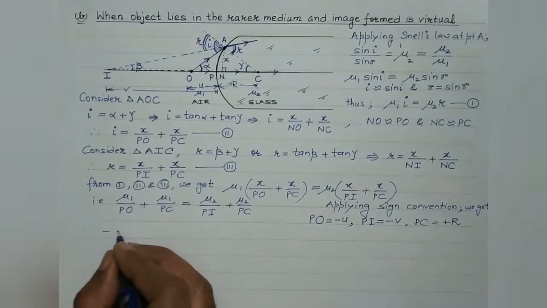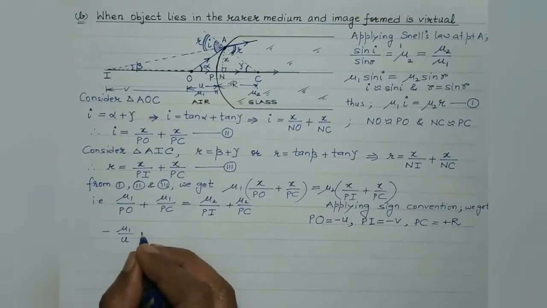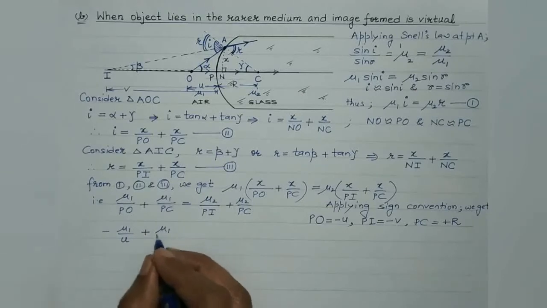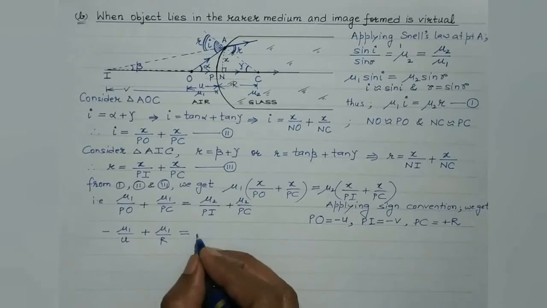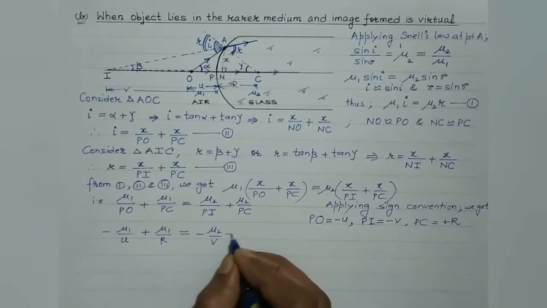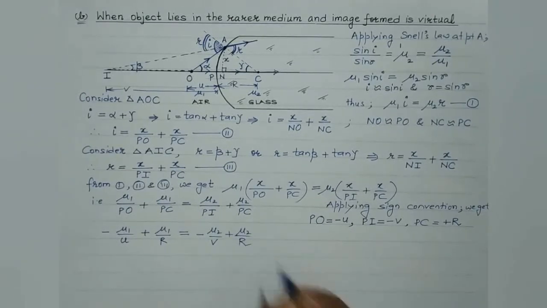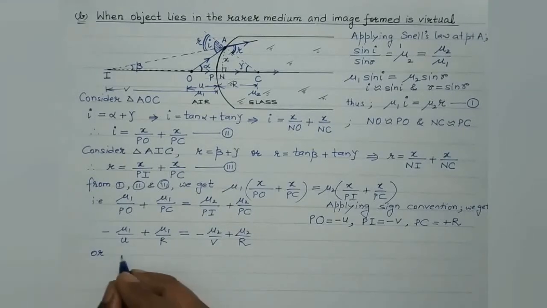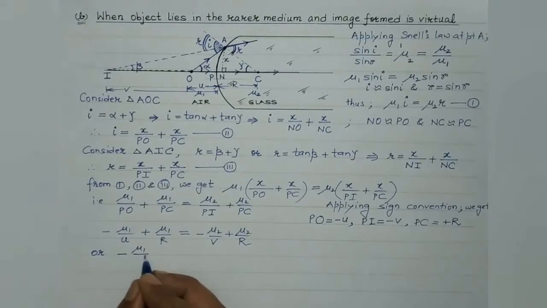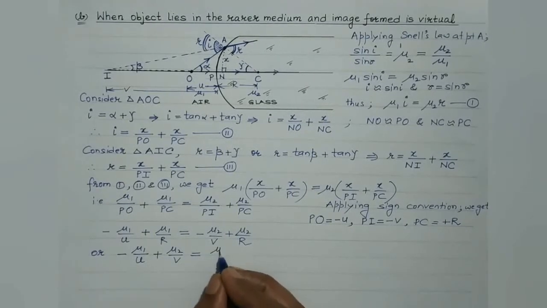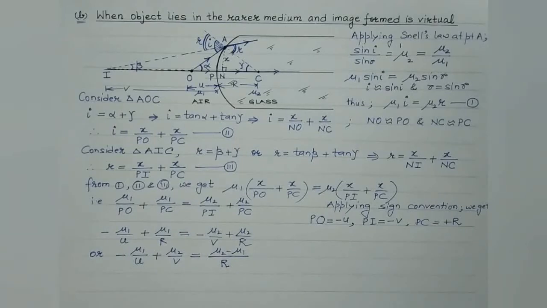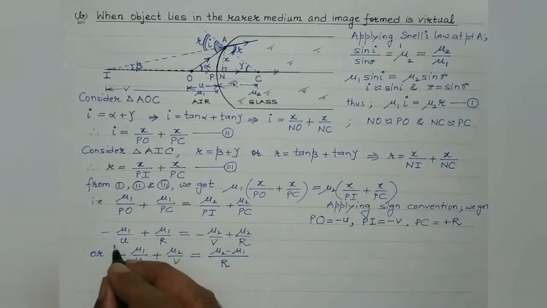So what do you get? Minus mu1 over u plus mu1 over R is equal to, PI is minus v, so minus mu2 over v plus mu2 over R. Or students, just rearrange it. Minus mu1 over u plus mu2 over v is equal to mu2 minus mu1 divided by R. Students, this is the same result which we have obtained in the first case, right?